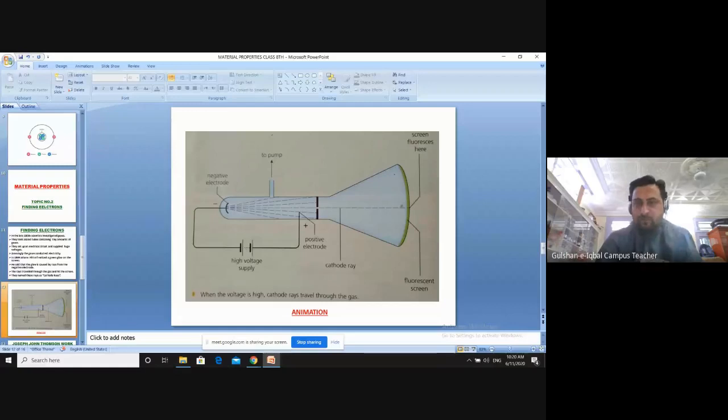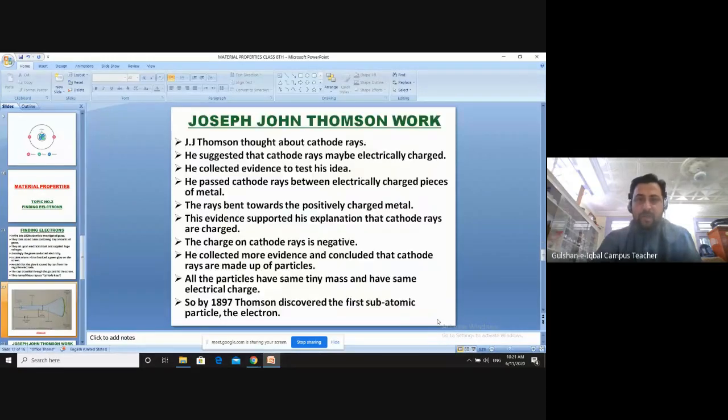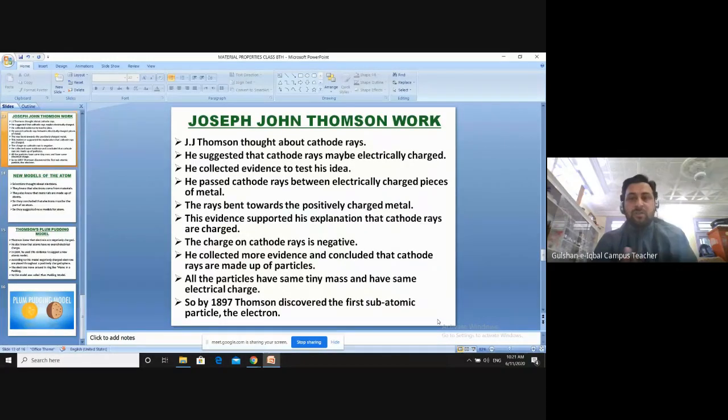So from this, Johann Hittorf said that it is basically cathode rays, and the cathode rays are basically negative particles. Now let's see what further the scientists thought about them. Joseph John Thomson, J.J. Thomson, thought about the cathode rays. Now they have discovered the cathode rays. So J.J. Thomson suggested that cathode rays may be electrically charged.